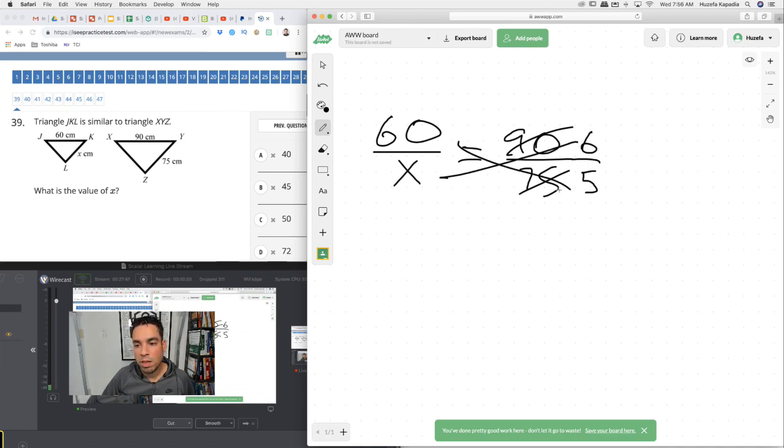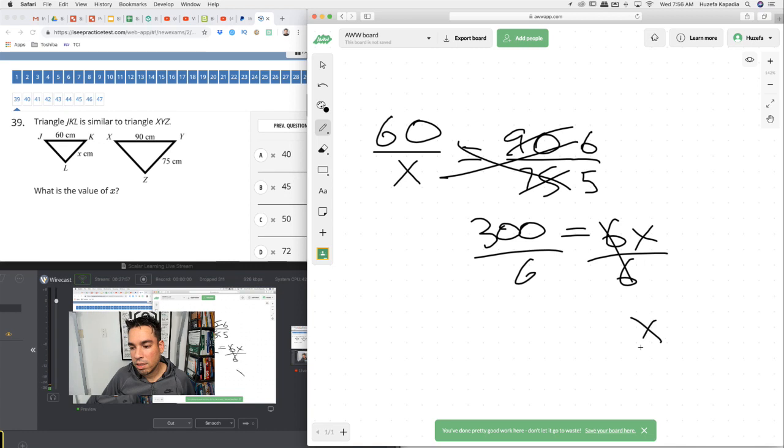Now let's cross multiply. 5 times 60 is 300, equals 6x. Divide both sides by 6. X equals 50.